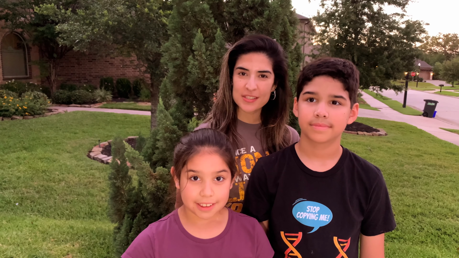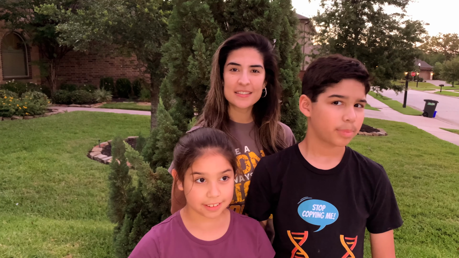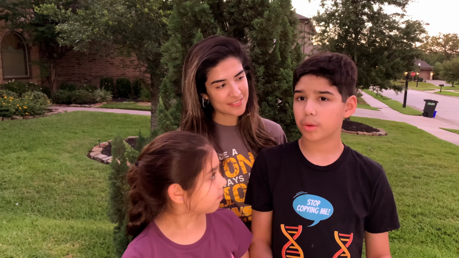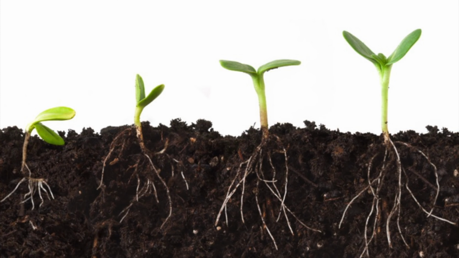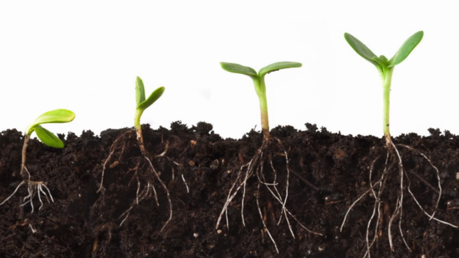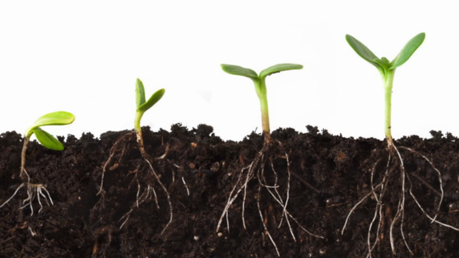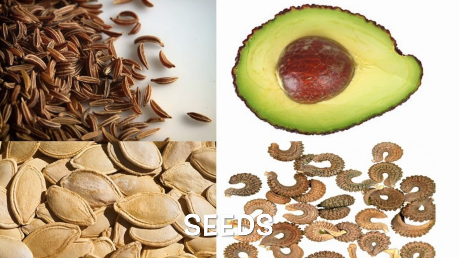Now that we have a better understanding on the structures and functions of plants, let's focus on the life cycle of plants. Plants are living things. They grow and reproduce like all organisms do. Plants start their life from the seed and grow up to become a mature adult plant. Seeds are like the babies of plants.